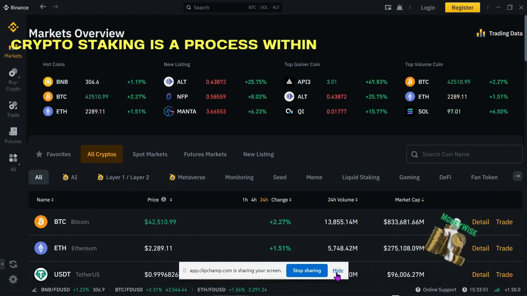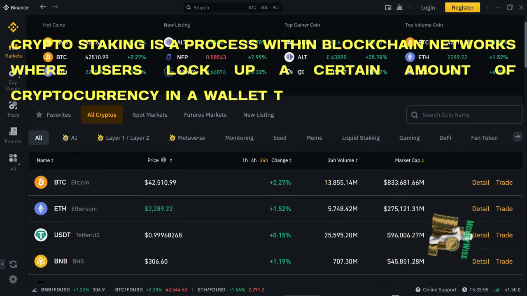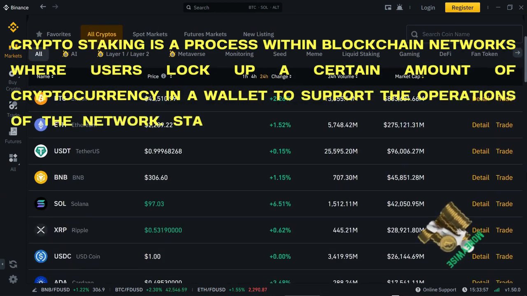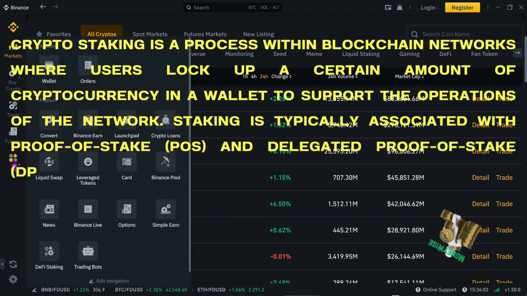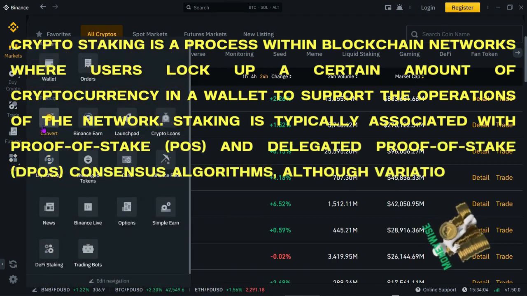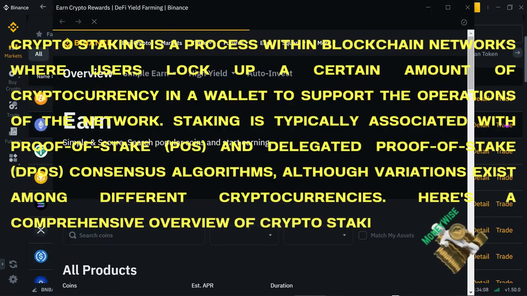Crypto staking is a process within blockchain networks where users lock up a certain amount of cryptocurrency in a wallet to support the operations of the network. Staking is typically associated with proof of stake (PoS) and delegated proof of stake (DPoS) consensus algorithms, although variations exist among different cryptocurrencies. Here's a comprehensive overview of crypto staking.